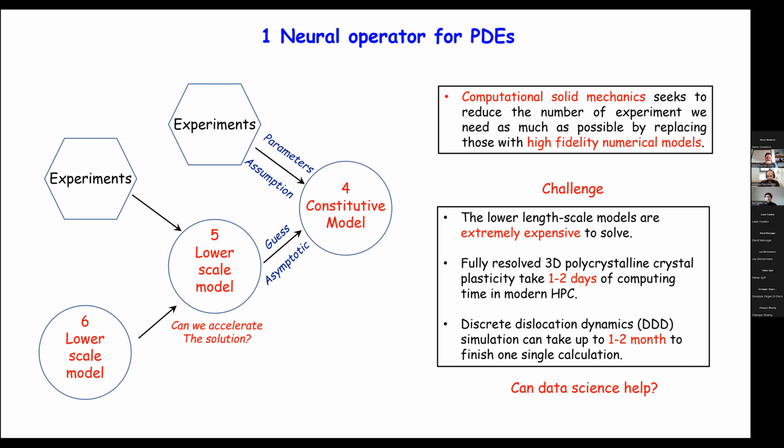And to this end, if we were to link all the scales and pass in the information, it would just take us 4 hours. It's just computationally too expensive to do this. Now, the question that we're asking is, can data science help? Can machine learning help us to accelerate this procedure? Now, the answer is yes.